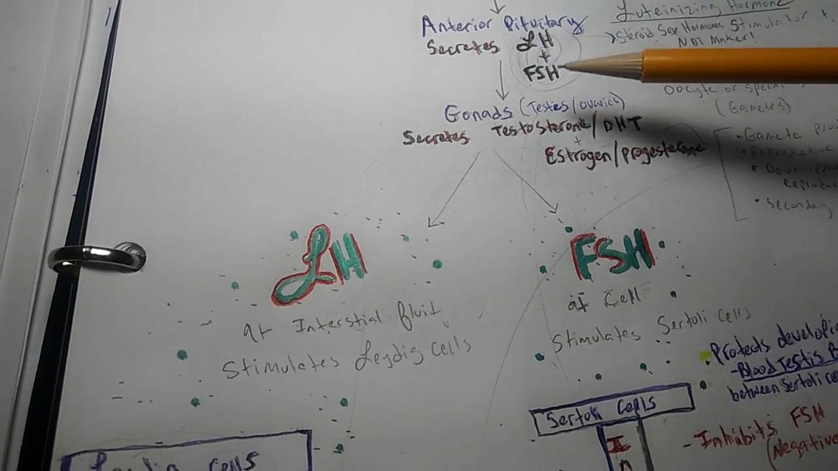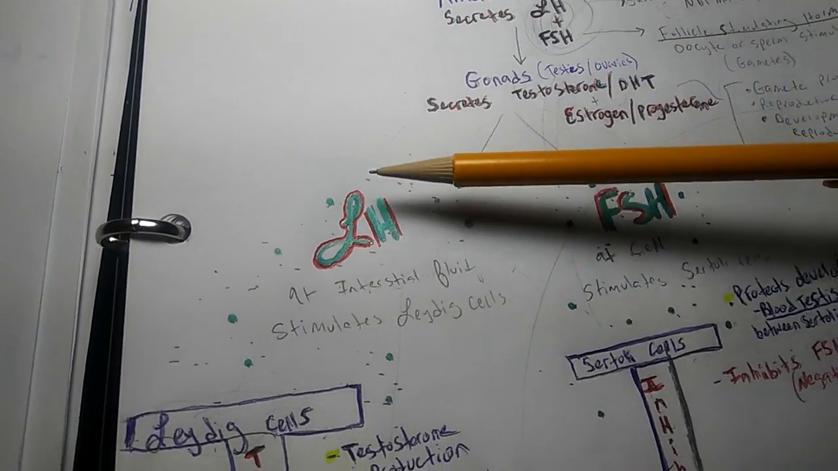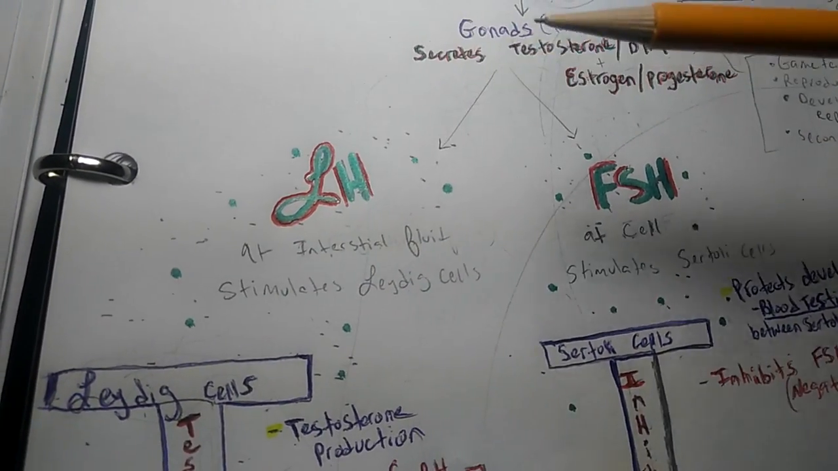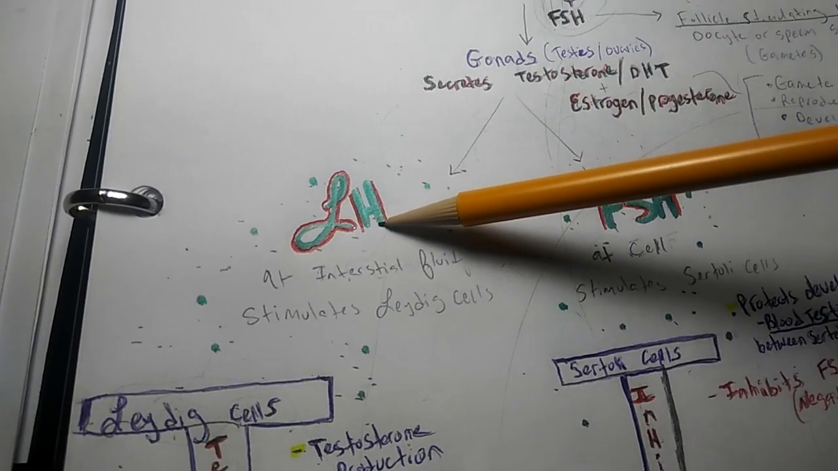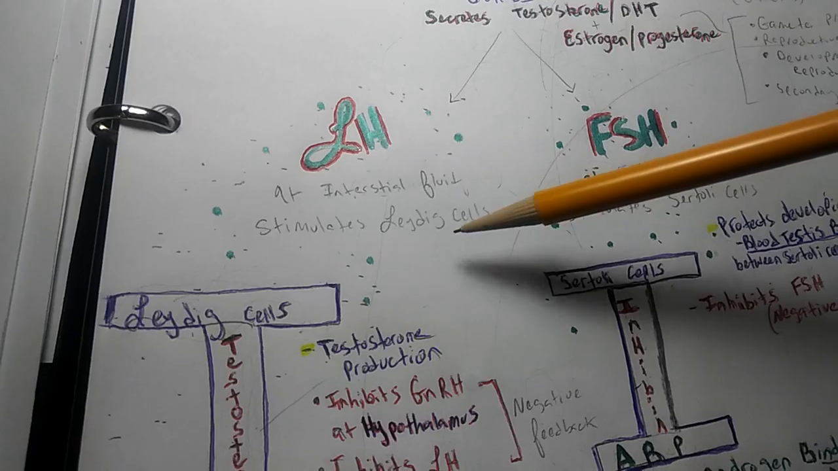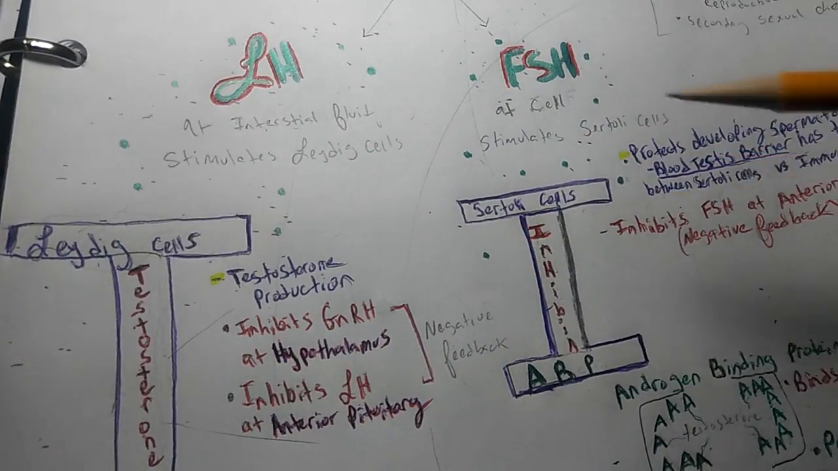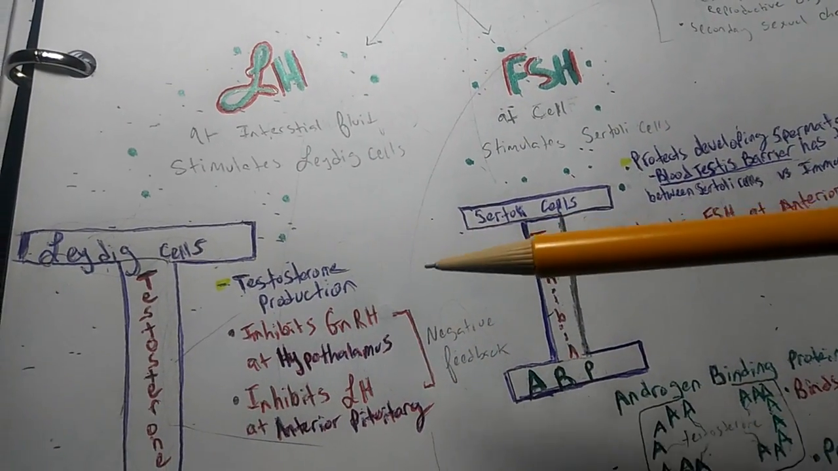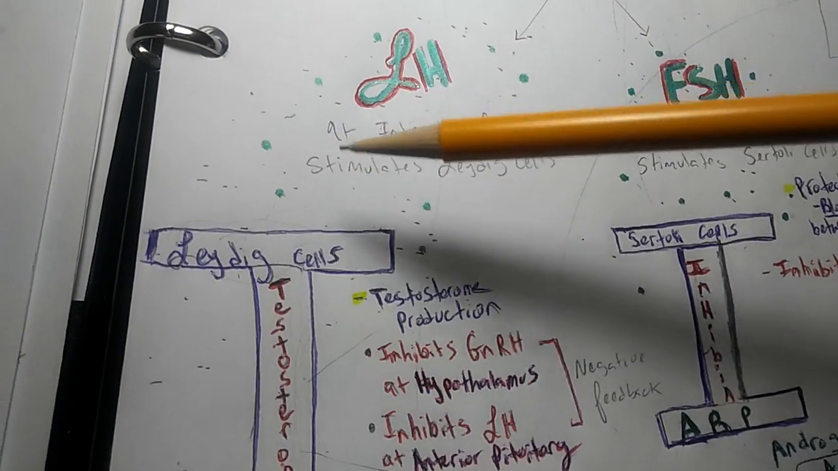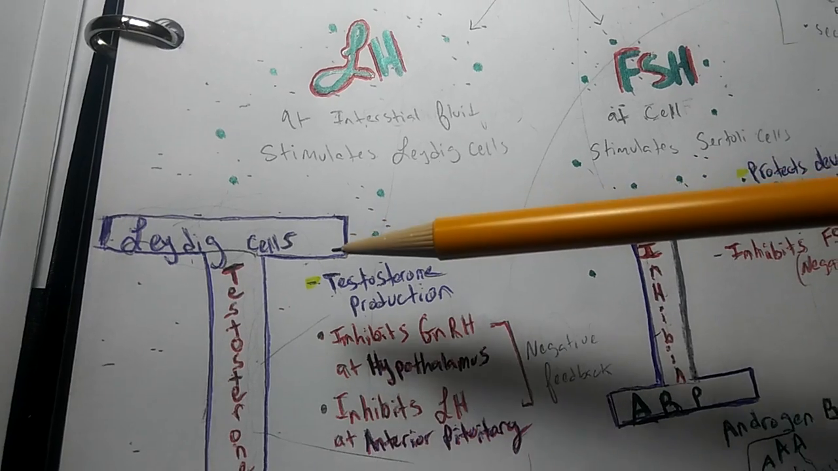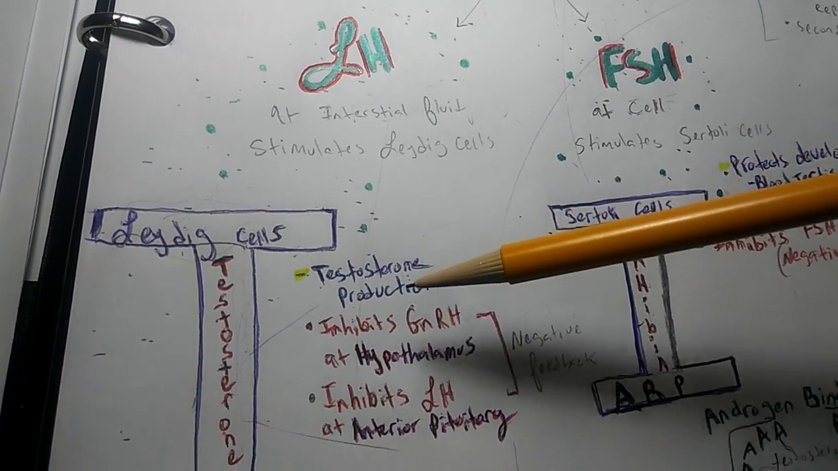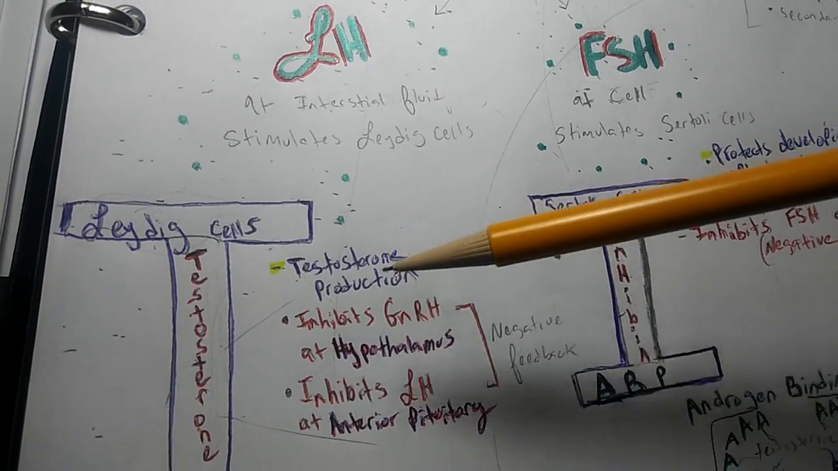So once the LH and FSH reach the gonads, or this whole area is the gonads, some functions occur. The LH reaches the gonads at the interstitial fluid, and it stimulates Leydig cells. First, let's explain the histology, but bear with me, it's just a diagram. The Leydig cells have a T here because they produce testosterone. They are the factory houses to produce testosterone.